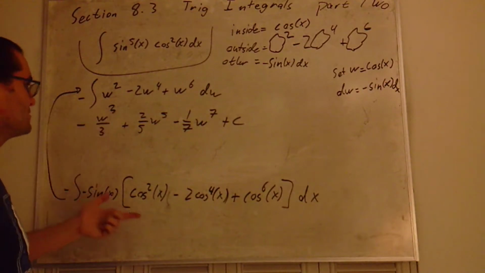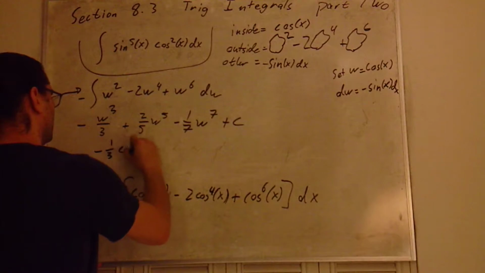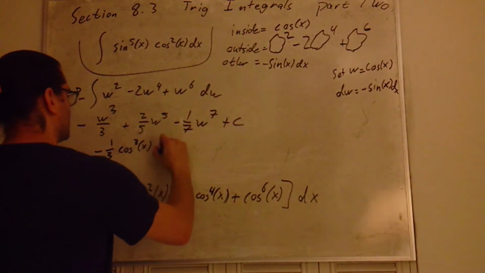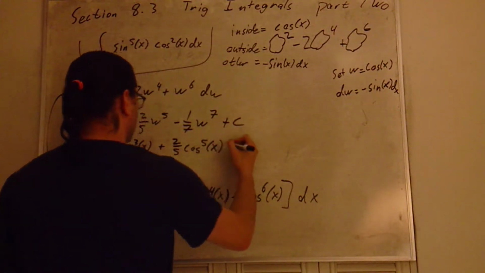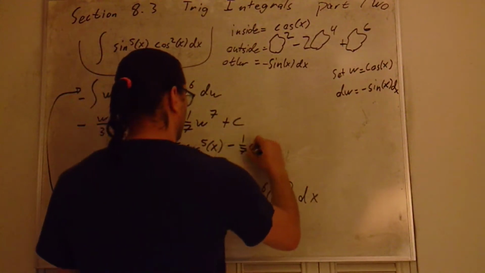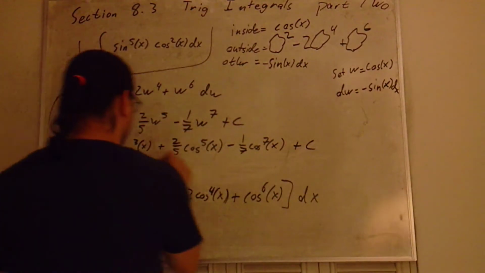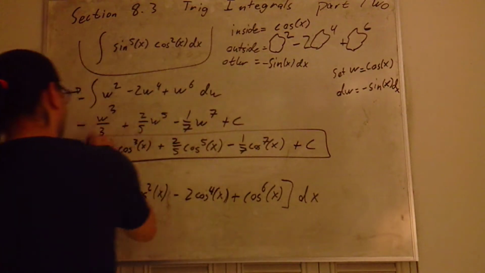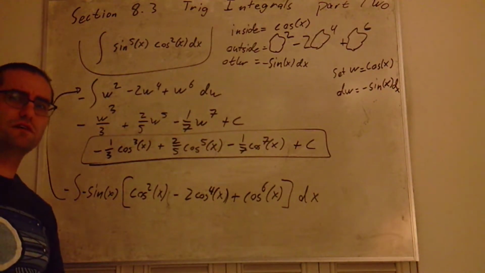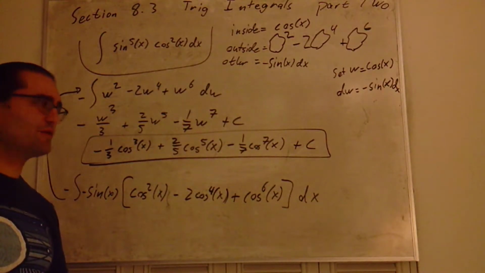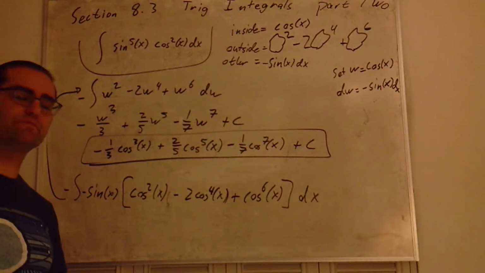So I just need to unsubstitute now for cosines. So this is negative 1/3 cosine cubed x plus 2/5 cosine to the 5th x minus 1/7 cosine to the 7th x plus c. That is the result of this entire process, which was 60% algebra and then 40% calculus, I think. It's hard to tell with some of these.